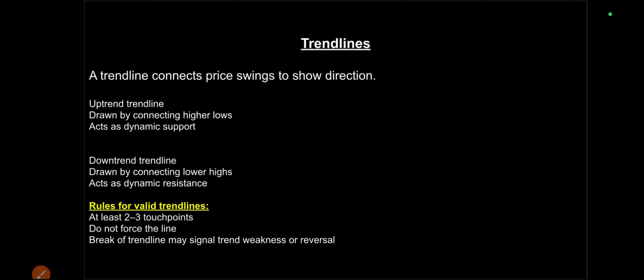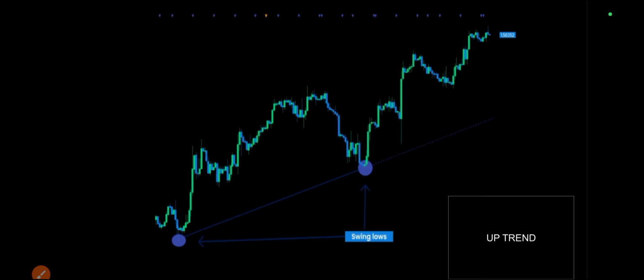The uptrend is drawn by connecting higher lows, and acts as dynamic support, and the downtrend is drawn by connecting lower lows, and acts as dynamic resistance. Rules for valid trend lines: the same rule applies as with support and resistance. You need to have at least two or more touch points. Don't force the line. A break of a trend line may signal trend weakness or reversal.